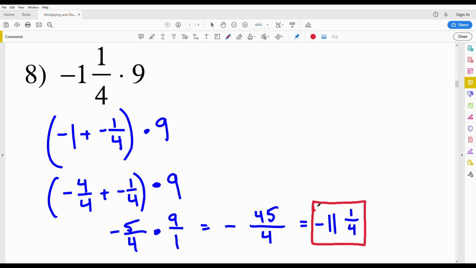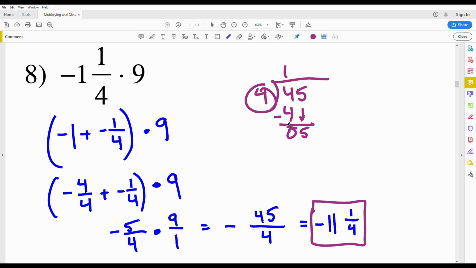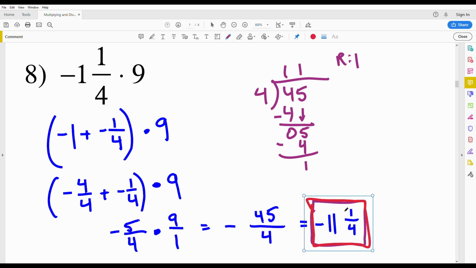And if you need to do it the long division way, really quickly, we take 45, divide that by 4. 4 goes into 4 once, so 4 minus 4 is 0. Bring down the 5. How many times does 4 go into 5? That's going to be once. Subtract that 4. We have a remainder of 1 because 4 cannot go into 1. So 11 with a remainder of 1. So negative 11 and 1/4 is our solution in number 8.